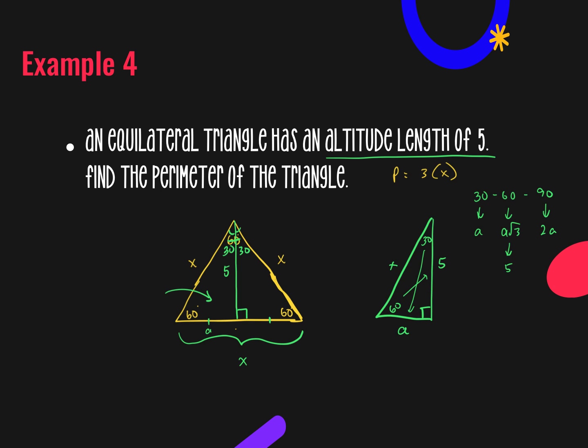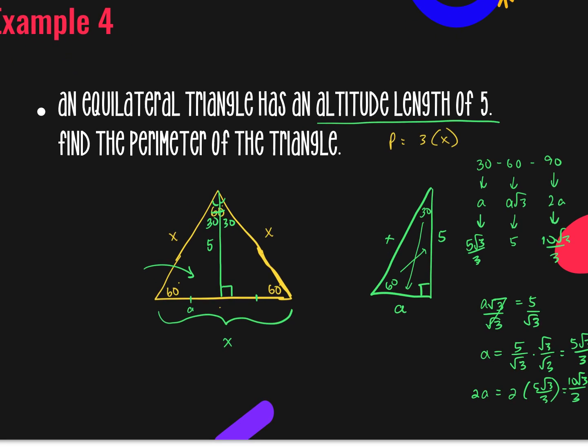So I'm able to use algebra to figure out what A is. If A square root of 3 equals 5, then A is 5 over the square root of 3. If I rationalize that, it's 5 radical 3 over 3. So A is 5 radical 3 over 3. And then my hypotenuse is 2 times A, which is 2 times 5 radical 3 over 3, which is 10 radical 3 over 3.